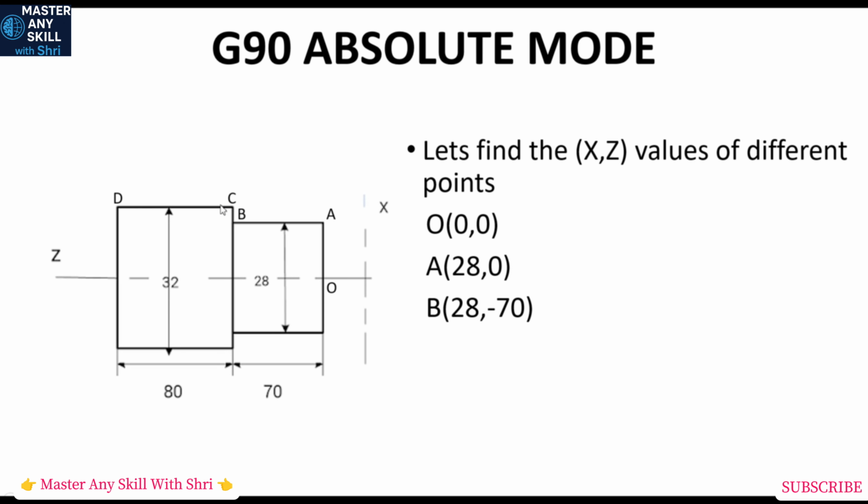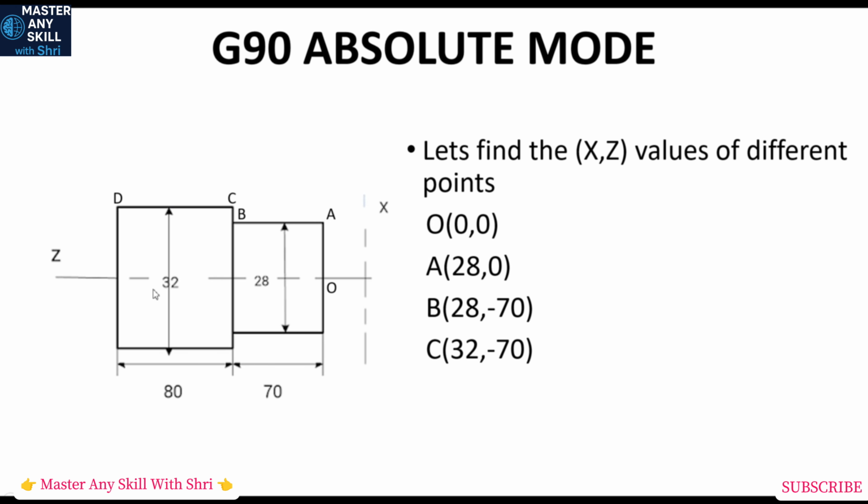Now we will move towards C. So diameter in C is 32 and Z distance from O is minus 70. So coordinates of C are 32 and minus 70.